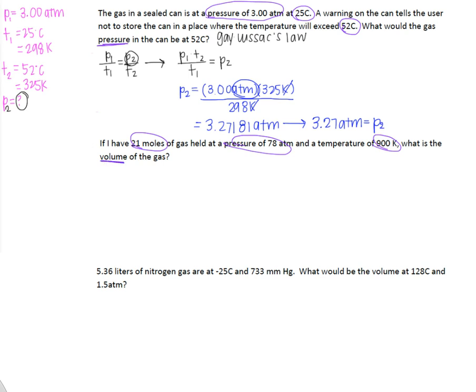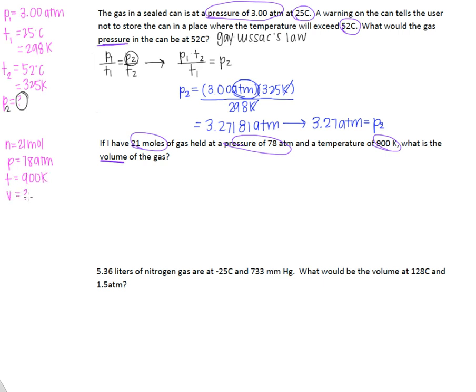So again, I'm going to come to the side. I'm going to list everything that I have. I have N equals 21 moles. I have a pressure of 78 atm. I have a temperature of 900 K, and they're asking me for volume.